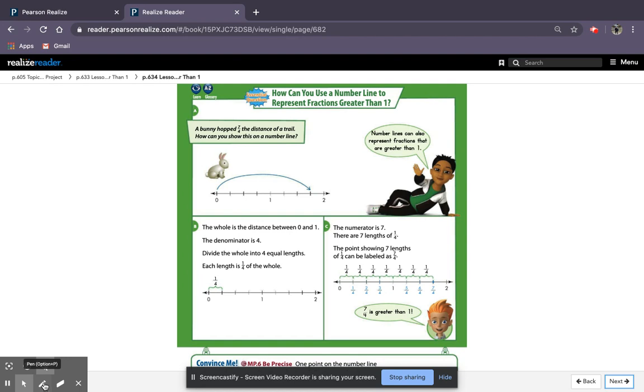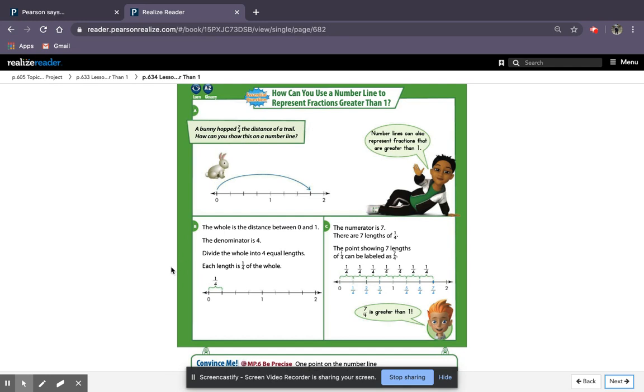I know you guys did measurement last year, so think about that when you did halves, or if you did 1.5 inches, or if you even looked at the 1/4 inch. Not entirely sure, but it's similar to that in a way. It can also help you when we do measurement. So again, the essential question is, how can you use a number line to represent fractions greater than 1?